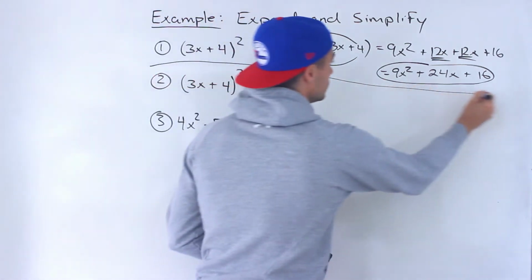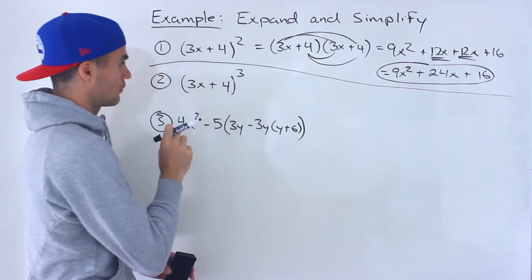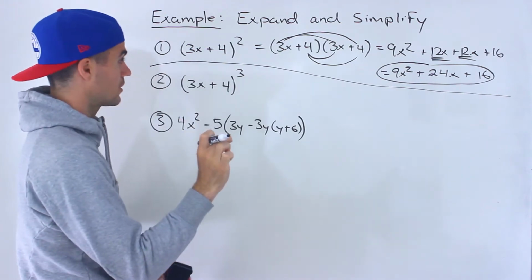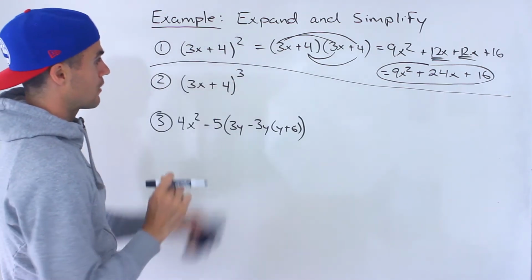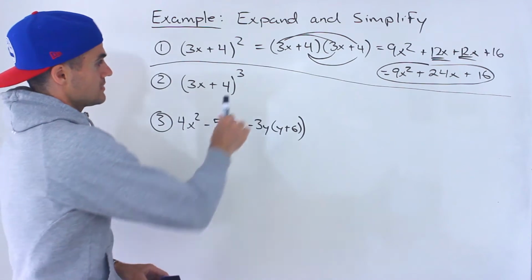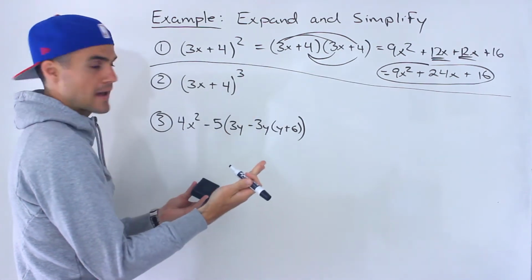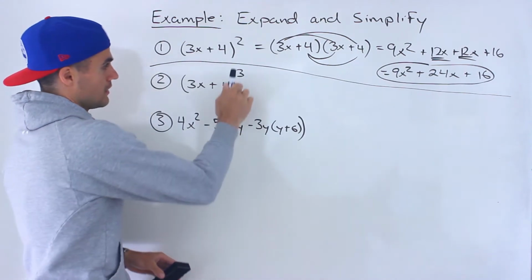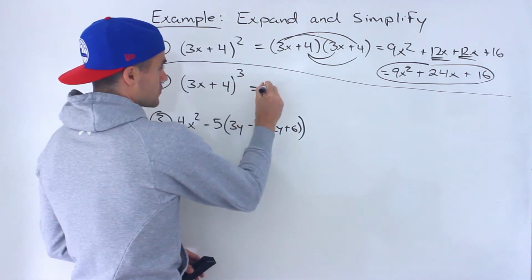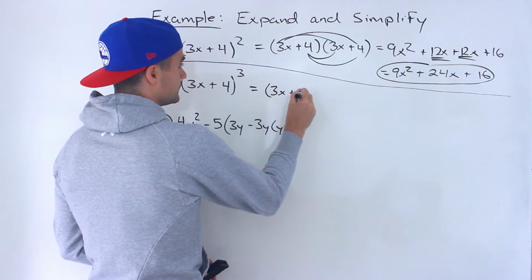Now number 2, notice it's the same binomial we're working with, 3x plus 4, but instead of to the power of 2, it's to the power of 3. When you get to higher exponents like this, the foiling is going to take longer. You can use Pascal's triangle if you want. Exponent 3 is not bad, so I'm actually going to do this one manually.